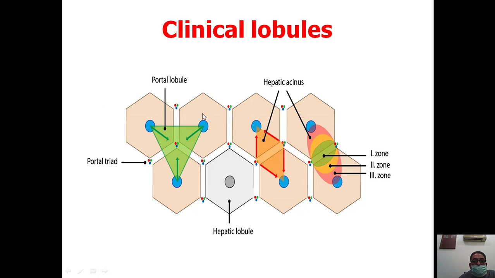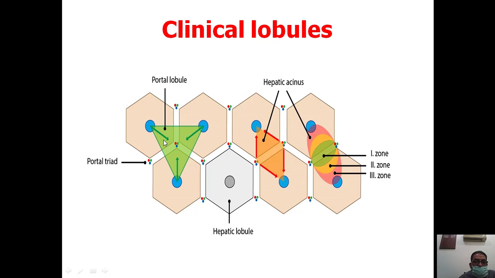At the corner is the central vein, 3 of them, and in the center is the portal triad. So in this portal lobule the significance is this: only one portal triad is draining that lobule. It means it will supply all the 3 classical hepatic lobules on all the sides of the triangle.